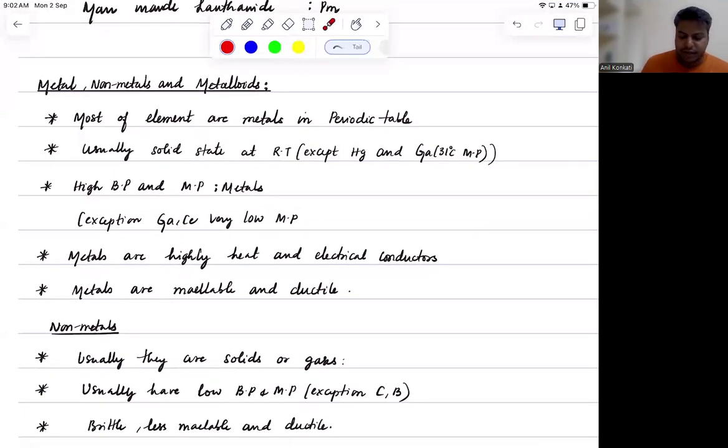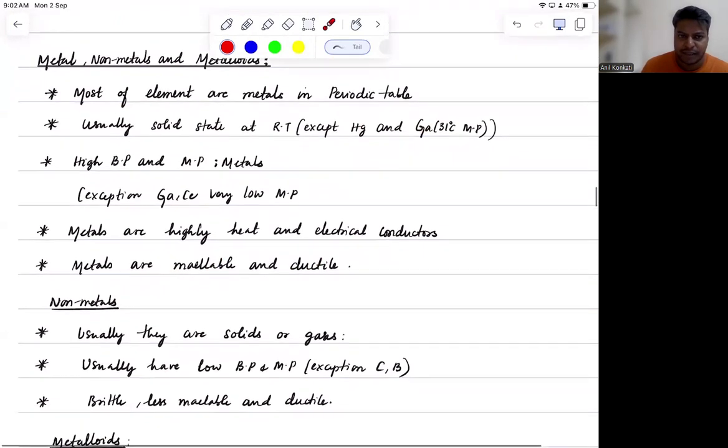The difference between metal and non-metal, just to recall, it's a basic thing. Most of the elements are metals, usually in solid state. They exist in solid state at room temperature, except for mercury and gallium. They have high boiling and melting points, except gallium and cesium, which have very low melting points. Metals are highly heat and electrical conductors. They are malleable and ductile as well. This is the basic idea behind metals.